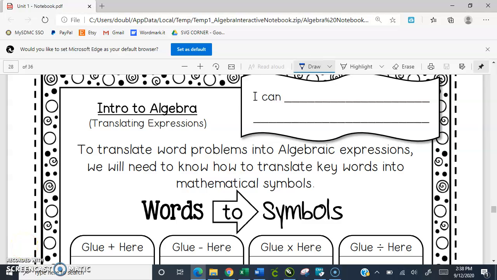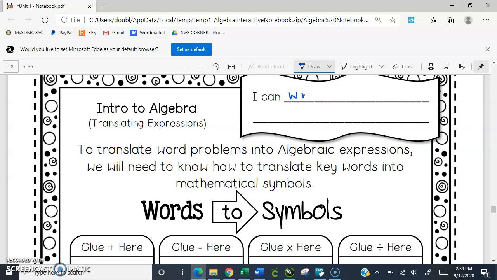Okay, so now we're talking about translating expressions. There are a few words that you need to know in order to transfer words to symbols so you can understand algebraic expressions. So your I can today should be, I can write algebraic expressions from word problems.